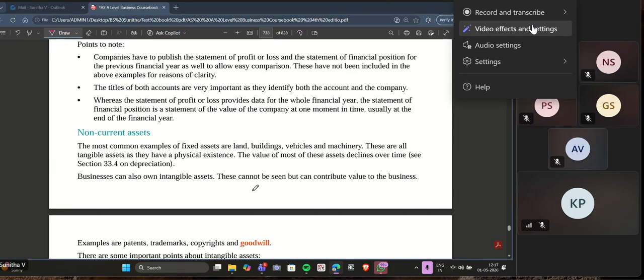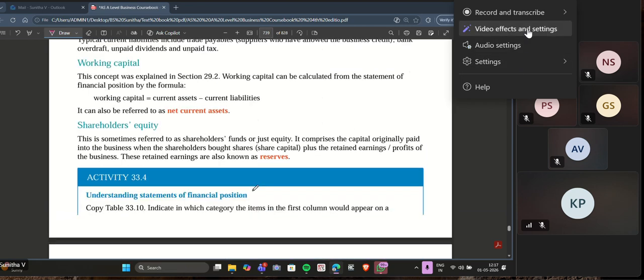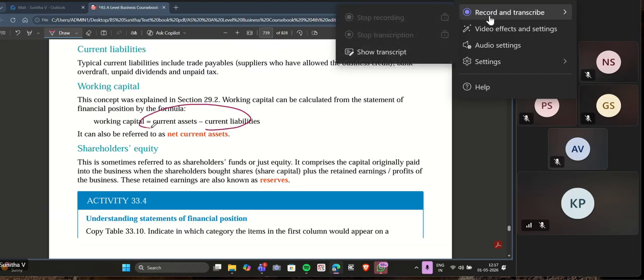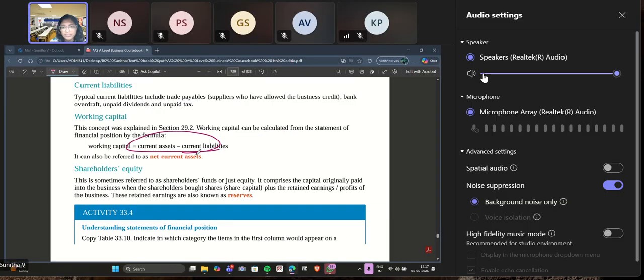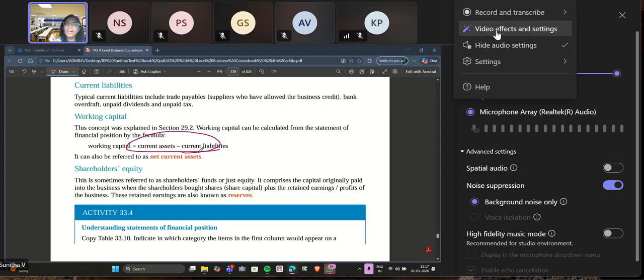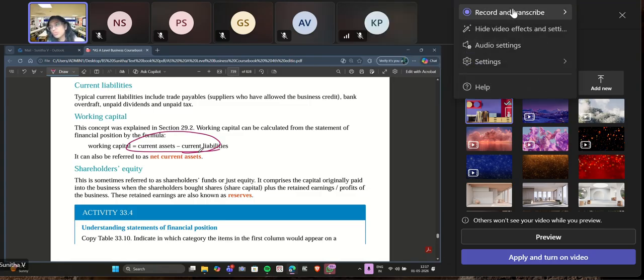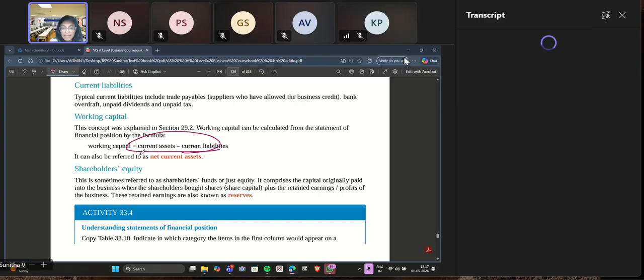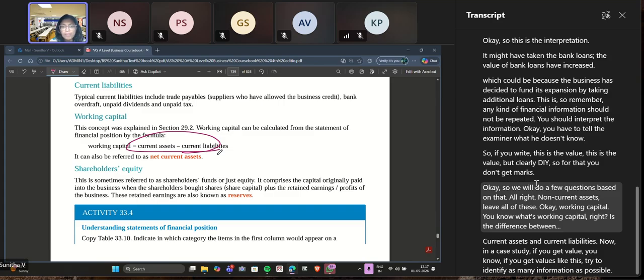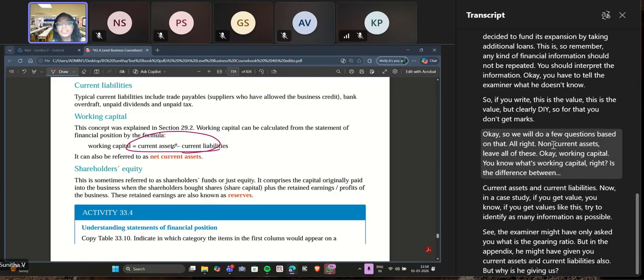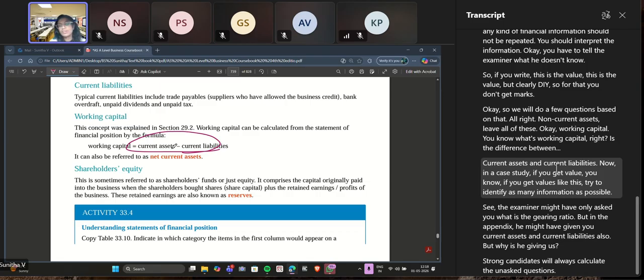All right. Non-current assets, leave all of these. Okay, working capital. You know what working capital is, right? It is the difference between current assets and current liabilities. Now, in a case study, if you get values like this, try to identify as much information as possible. The examiner might have only asked you what is the gearing ratio, but in the appendix, he might have given you current assets and current liabilities also. But why is he giving us? Strong candidates will always calculate the unasked questions. Okay, strong answers. But for that, you have to be very, very thorough with the formulae. So working capital is current assets minus current liabilities.